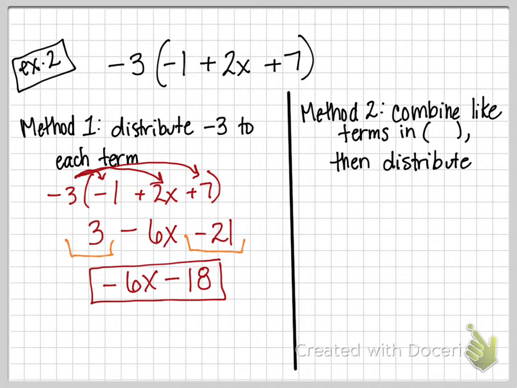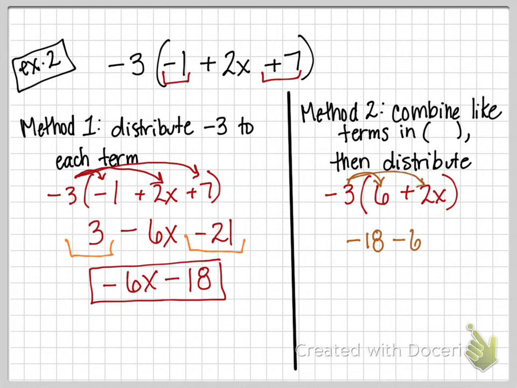Hazen? Negative 1 plus 7. Very good. So if we combine those, we get negative 3 times, what's negative 1 plus 7? Finn? Negative 6. Positive 6, good. Plus 2x, and then distribute. So then we just go back to our old distribution. Negative 3 times 6 is negative 18.